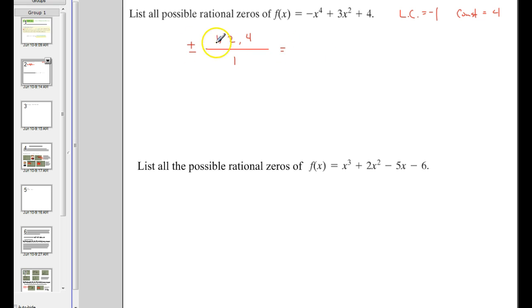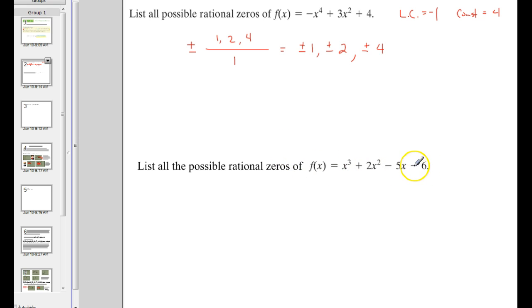Then we make every pairing that we can. So plus and minus 1 divided by 1 is 1. Then plus and minus 2 divided by 1 is 2. And then plus and minus 4 divided by 1 is 4. So these are the possible things that can make this equal to 0. None of them have to. It's just if there is a rational number, and these are rational because we can write them as a fraction, 2 over 1 is the same as 2, that makes this thing equal to 0, then it's got to be one of these 6 numbers. There are 3 absolute values, but then positive or negative each one, so that's 6 total possible things to try to make that equal 0.